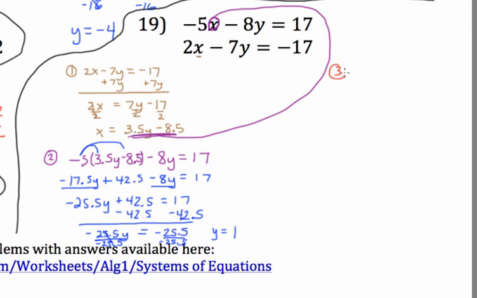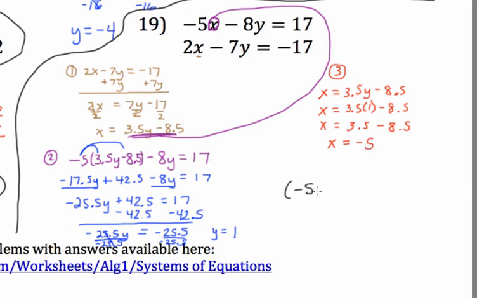Next step. Take your y equals or x equals equation. Actually, any of your equations will work. I know that y is 1, so sub that in. 3.5 times 1 minus 8.5. You could just throw that into a calculator. 3.5 times 1 is 3.5. 3.5 minus 8.5 is negative 5. So x equals negative 5. So then write your answer. The x coordinate, negative 5. The y coordinate, 1. Step 5. There's your answer.